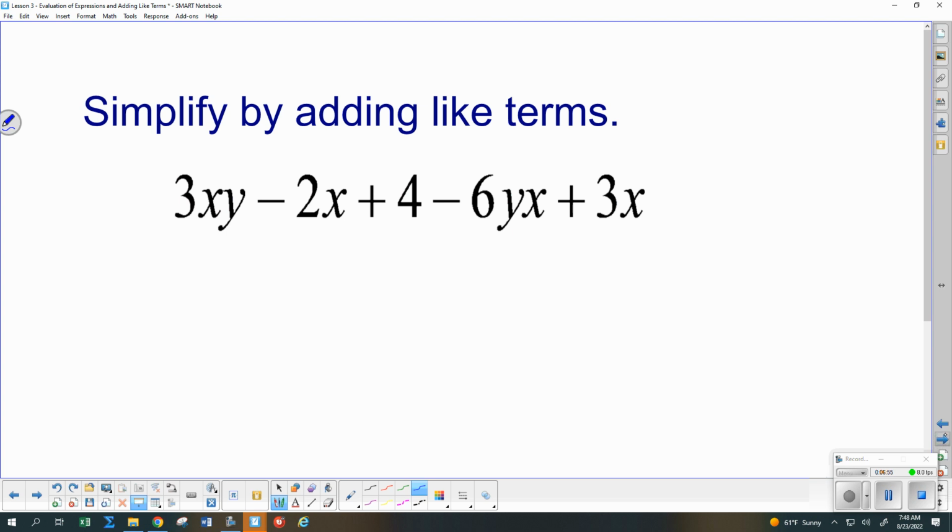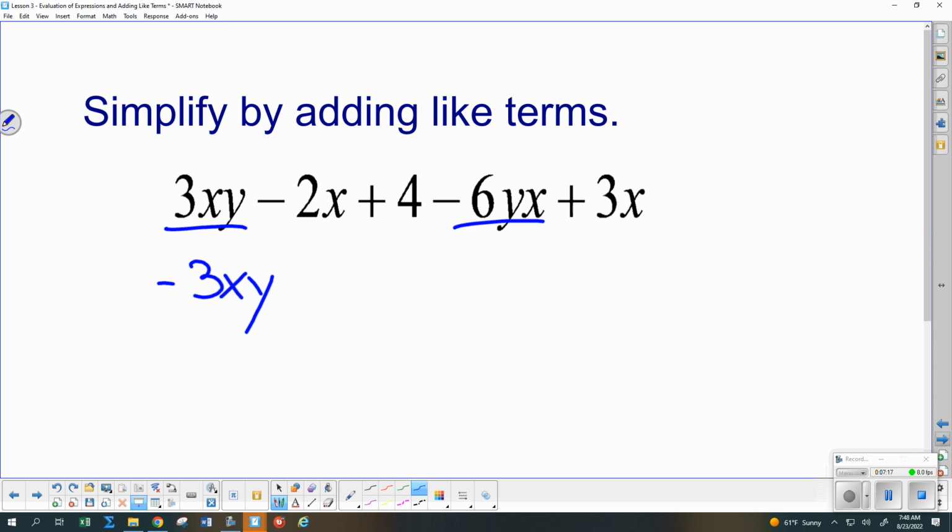Excellent, thank you. And so we've used those 2. Are there any more like terms in this particular one, Cosmo? And be a little bit careful again. Negative 2x and plus 3x. And what do we get if we put those together?